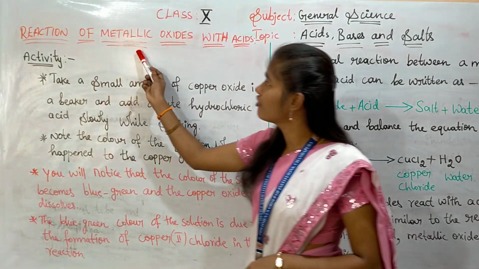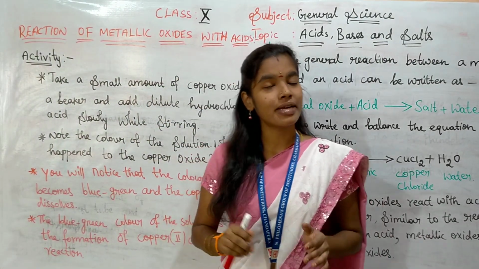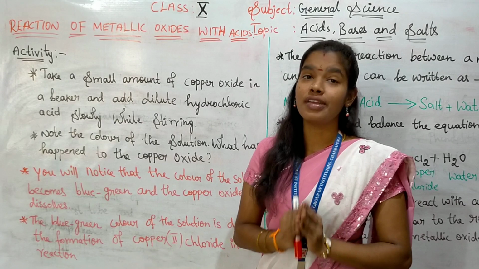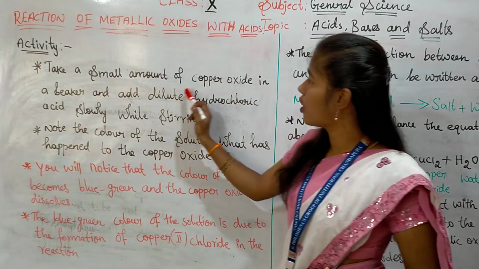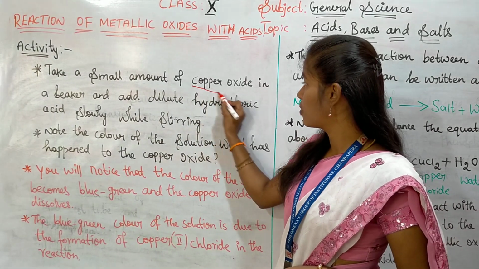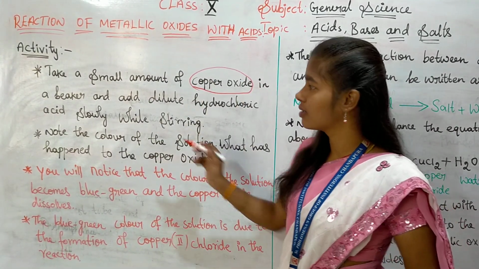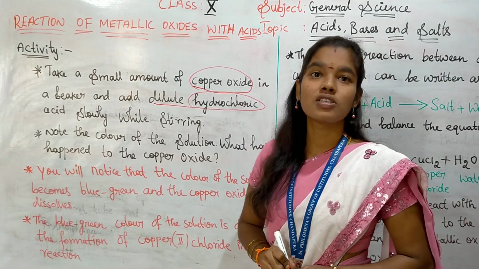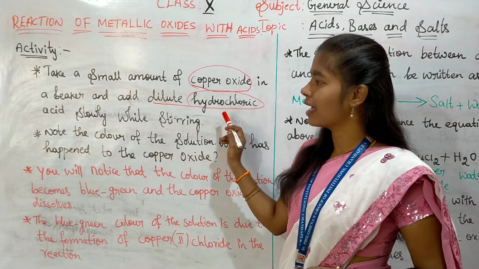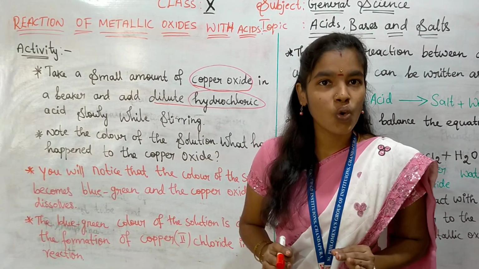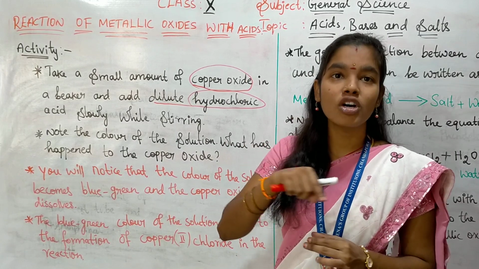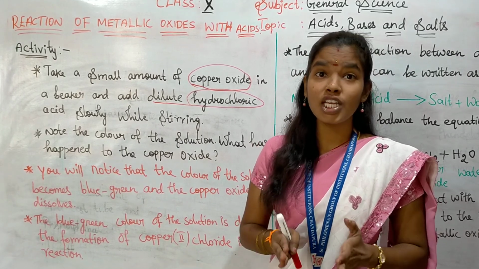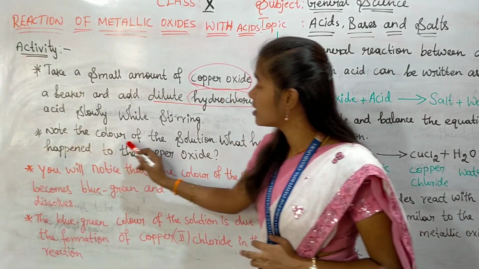Next topic is the reaction of metallic oxides with acid. Let us perform one simple activity to understand it very easily. Take a small amount of copper oxide in a beaker, which is black in color, and add dilute hydrochloric acid slowly with constant stirring. Keep stirring slowly as you add hydrochloric acid to the beaker containing copper oxide.